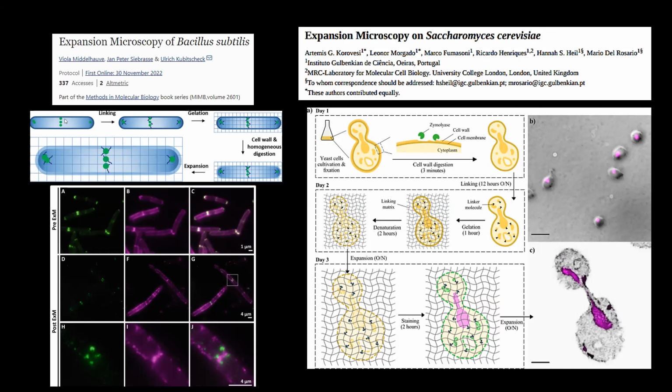First you link the stained sample to the gel, then you do gelation, then you do digestion. The digestion is usually proteolytic digestion, and then you expand. So the same is for yeast. So this was staining before the expansion.